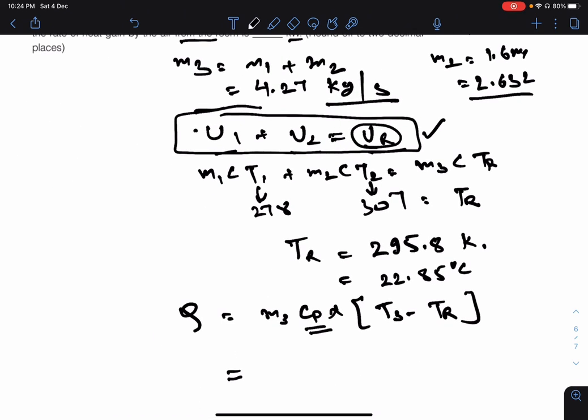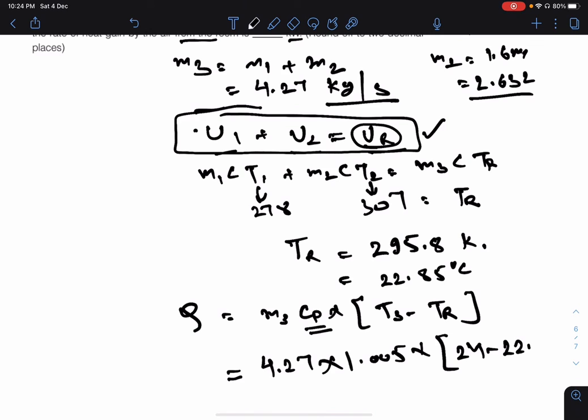So Q will be how much? 4.27 into 1.005, and this will be 24 minus 22.85. So it will come as 4.96. So it is in kilowatt, kilojoule actually. So answer will be in kilowatt.